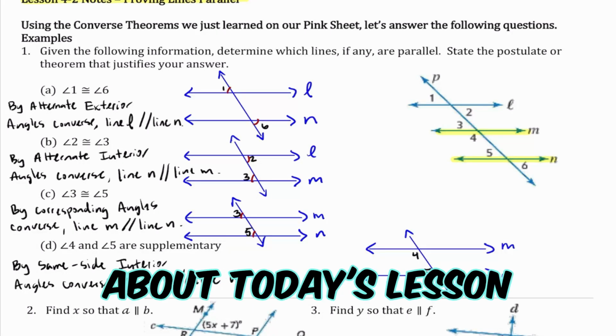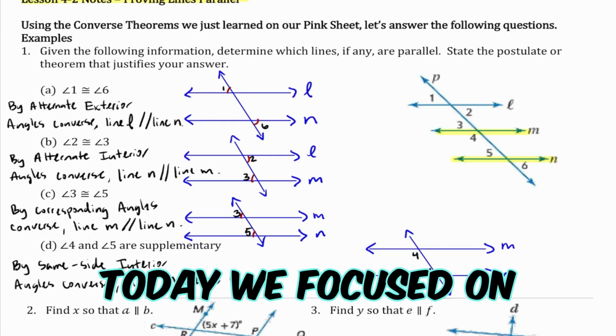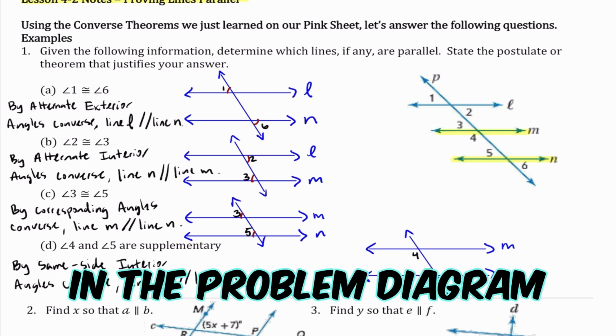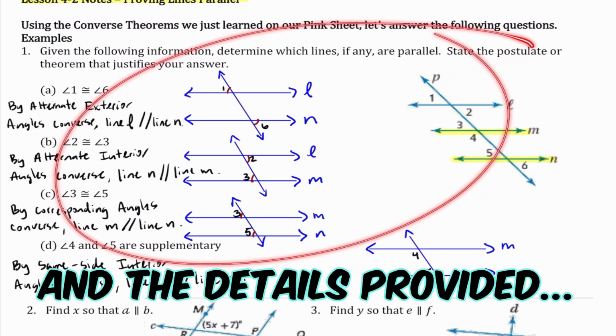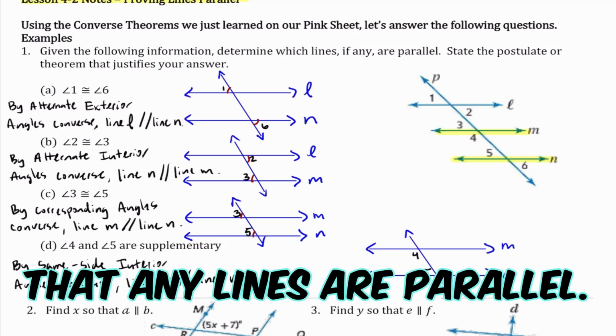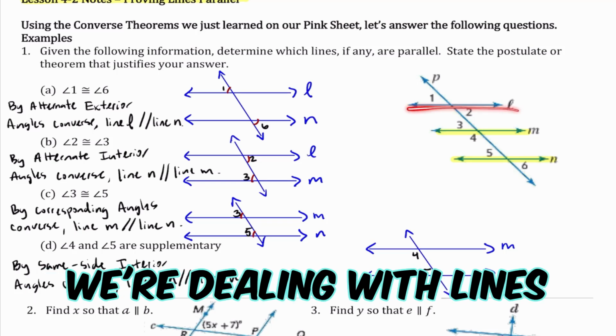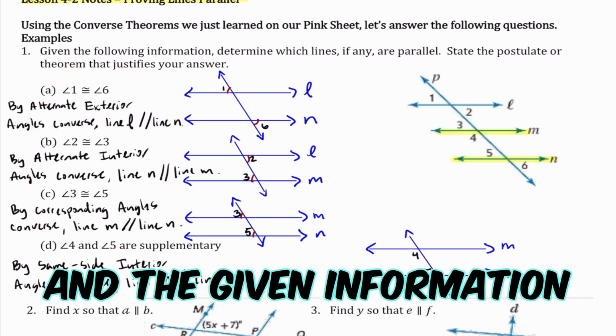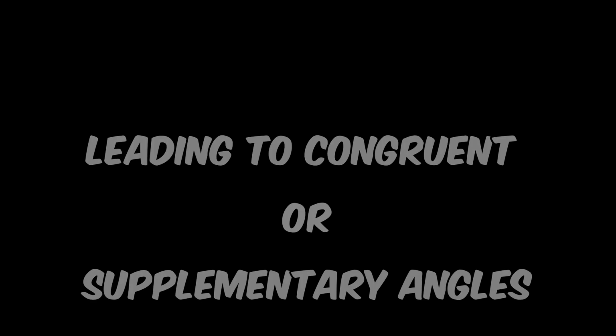So you might be wondering about today's lesson compared to the last one. Today we focused on using converse theorems to prove which lines are parallel. In the problem diagram, in the details provided, there's no initial indication that any lines are parallel. We're dealing with lines, a transversal, and the given information. In contrast, the previous lesson identified lines that are parallel from the start. We explored scenarios where parallel lines are intersected by a transversal, leading to congruent or supplementary angles.